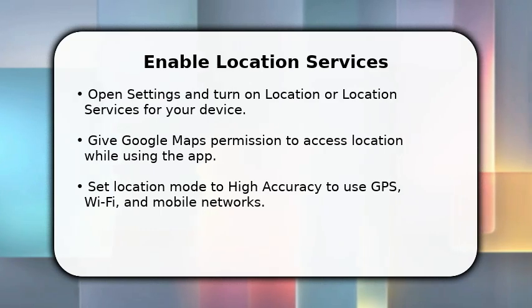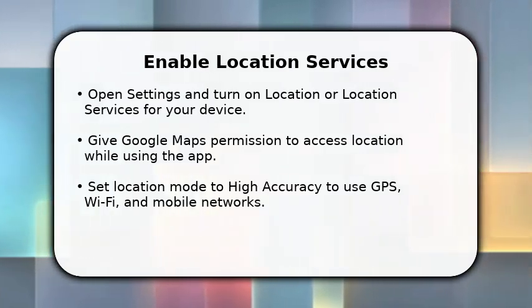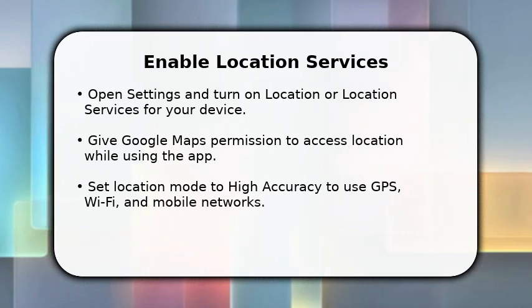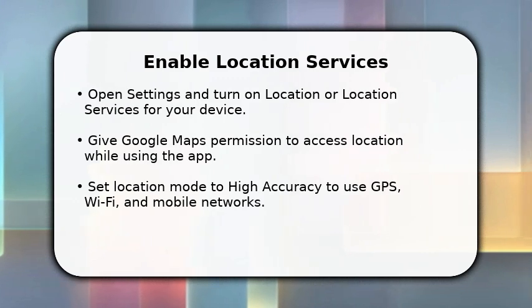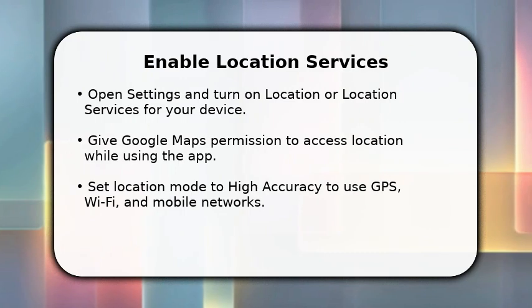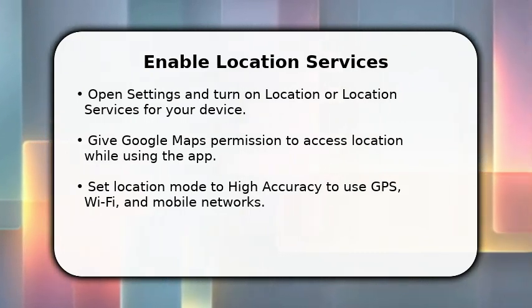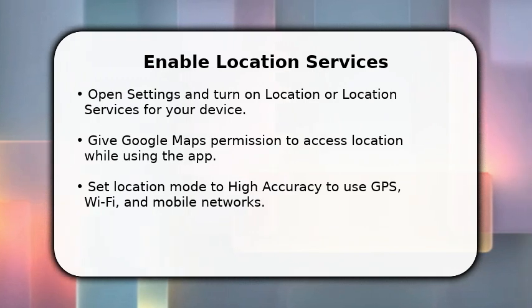Open Settings and turn on Location or Location Services for your device. Find App Permissions and choose Google Maps from the list. Give Google Maps permission to access location while using the app. If you want continuous accuracy, set location mode to high accuracy. High accuracy uses GPS, Wi-Fi, and mobile networks for best results.